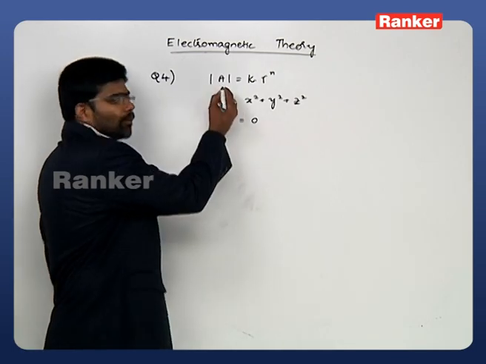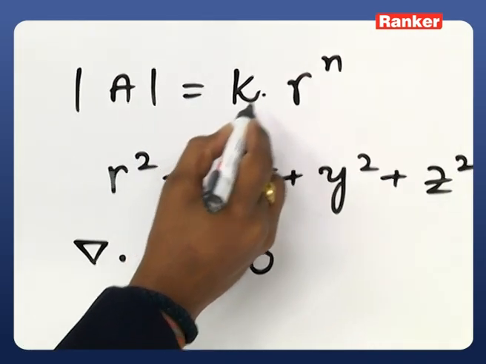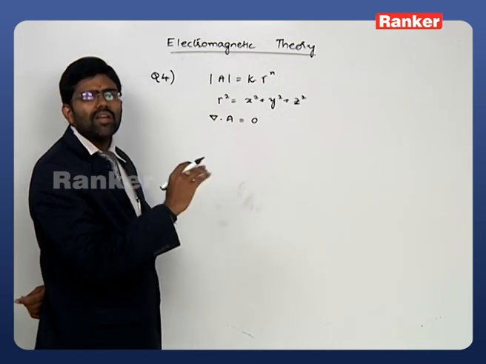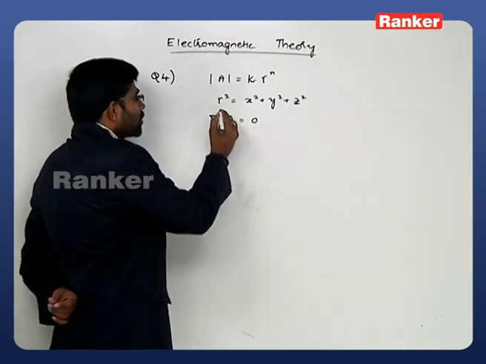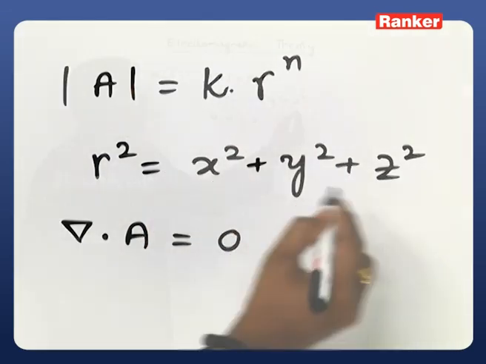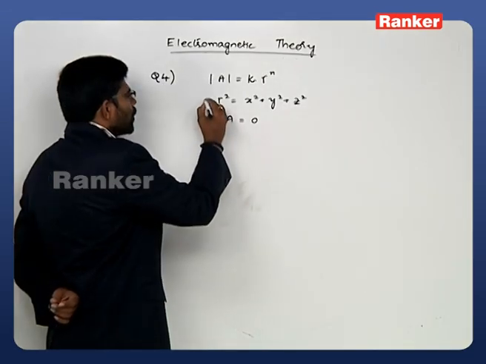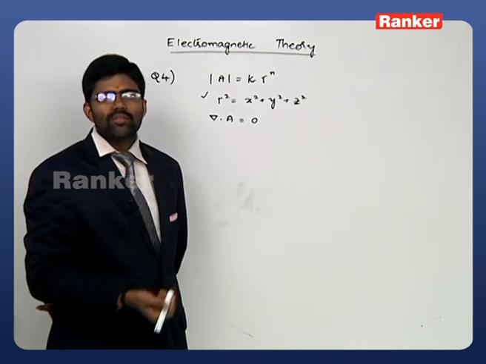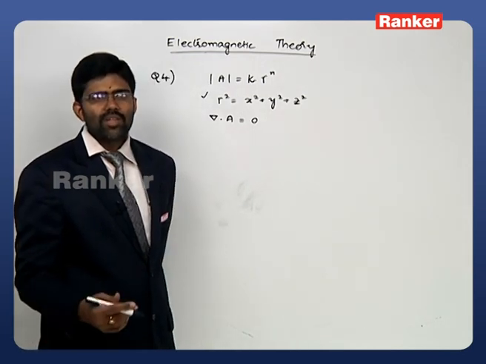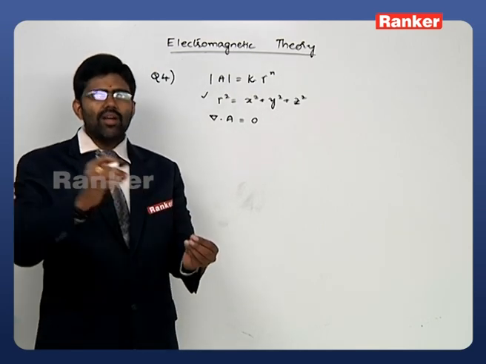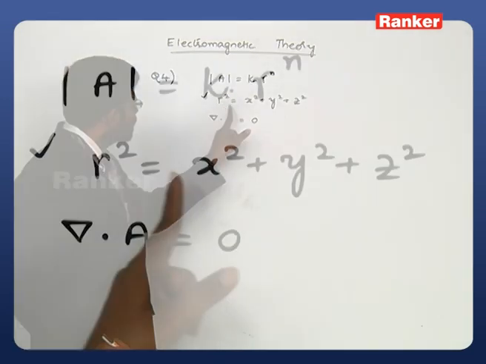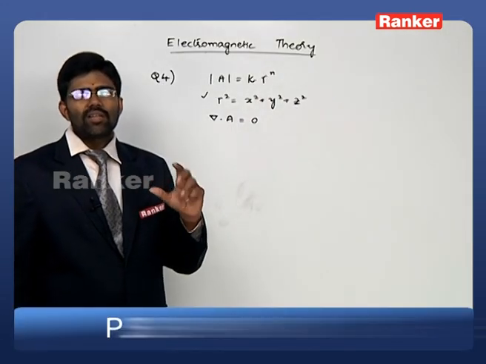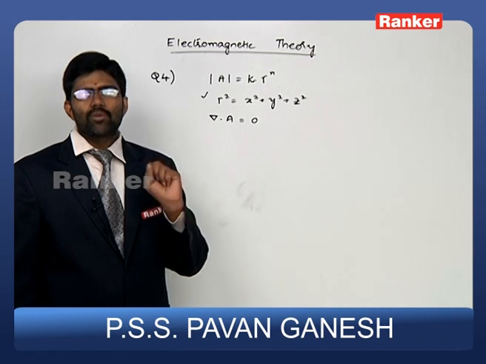Now the vector is given like this. Magnitude of A equals k into r power n, and he mentioned clearly it is radially outwards, and r square equals x square plus y square plus z square. This equation gives a clear idea about which coordinate system we are supposed to take for that vector A bar. Since A bar is radially outwards and the radius equation is x square plus y square plus z square, we can say that the given coordinate system is a spherical coordinate system.